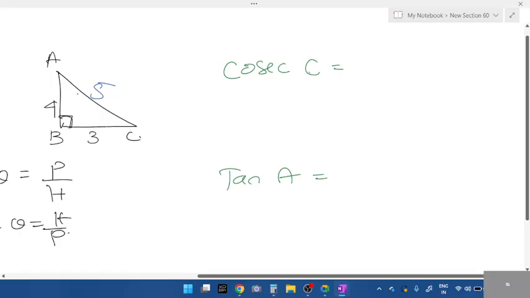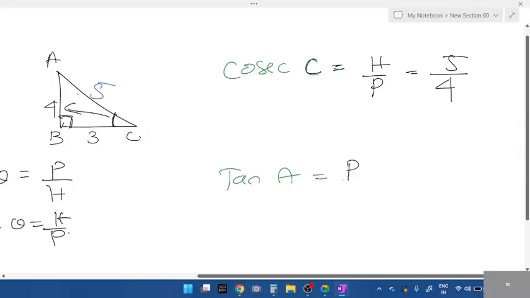Okay. You should be quick, students. What is the cosec formula? Cosec is the opposite of sine, right? Hypotenuse by perpendicular. Yes. With respect to angle C, hypotenuse is fixed, 5. With respect to angle C, which is perpendicular? 5 by 4 is the answer.